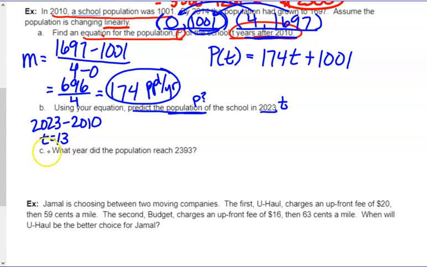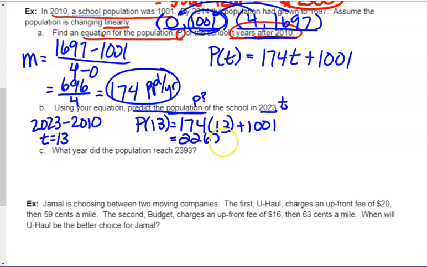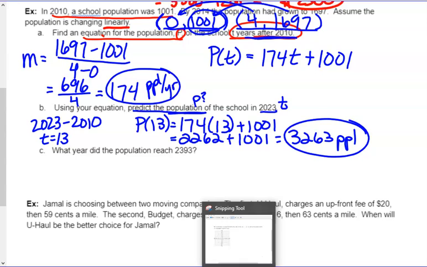And once I have that formula, I'm going to take that 13 and I'm going to plug it right into where my variable is. So we're looking here for P of 13. It's found by taking 174 times 13 and adding on 1001. Now, by order of operations, we must multiply first and then add. 2262 whenever I multiply, and then when I add gives me 3263 people would be the population of that school in year 2023.